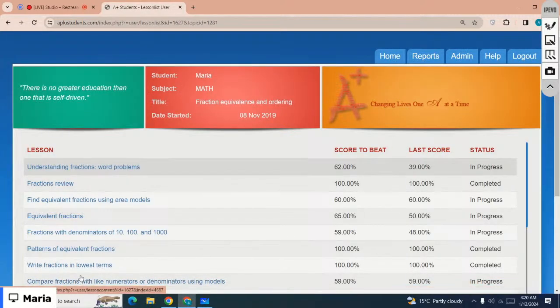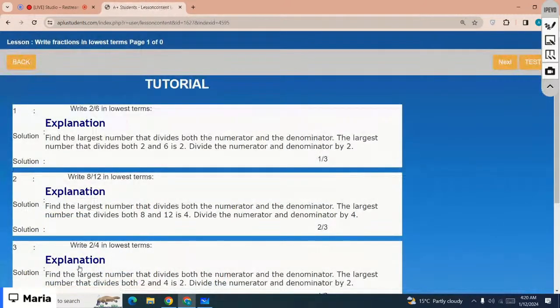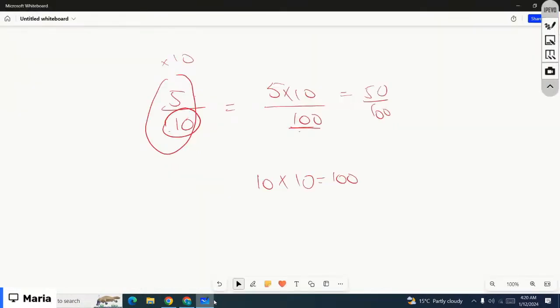Write the fractions in lowest terms. So you have to write down the fractions in lowest terms, right? How do we write down the fractions in lowest terms? For example, let's just start with the first example. Write 2 by 6 in the lowest terms, right? So you have to write down 2 by 6 in the lowest terms.